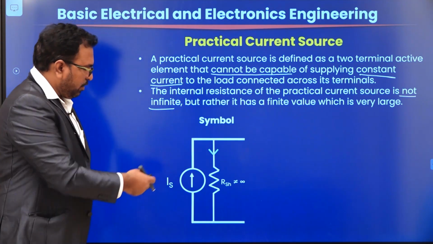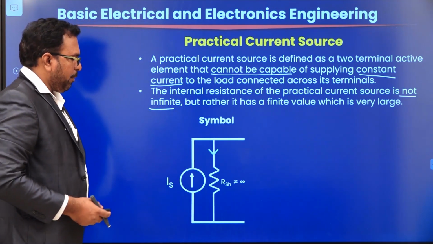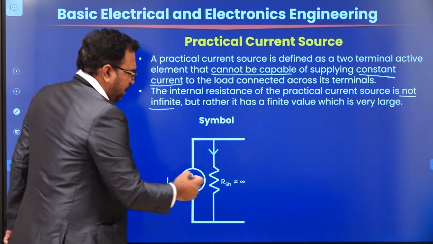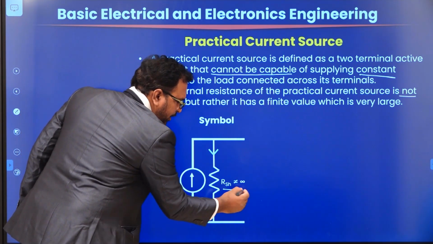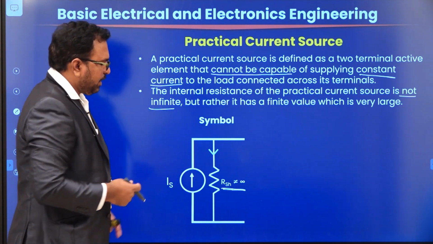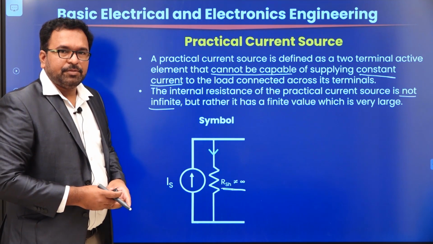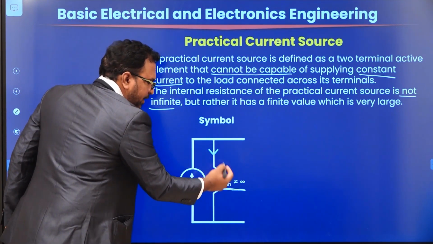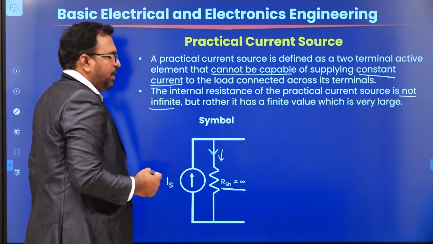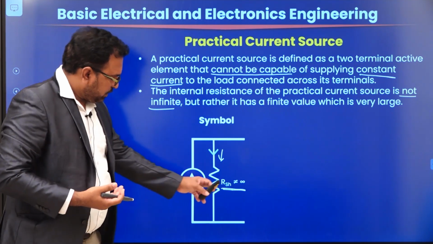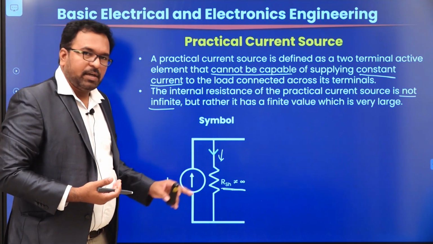So this is the symbol used to represent a practical current source. See here, the internal resistance of the practical source is not infinite. If it is not infinity, if it has some value, then it allows some current to flow through it. If the resistance is not infinity, then the resistance obviously allows some value of current. Of course, if it has a high value, it allows very small current.